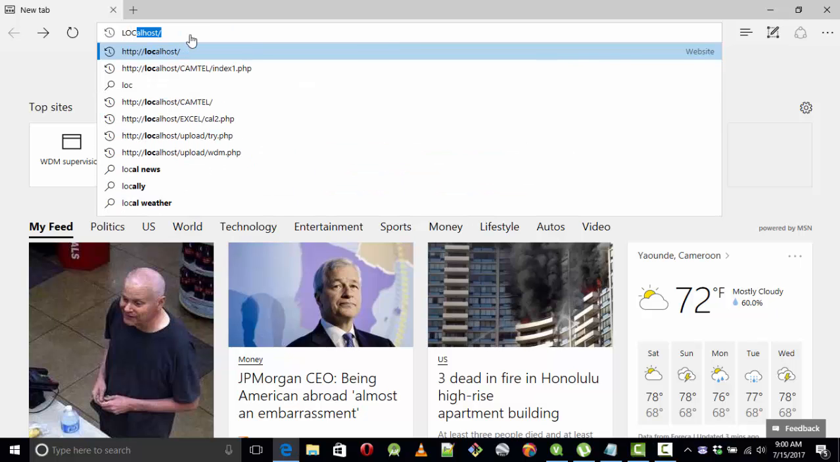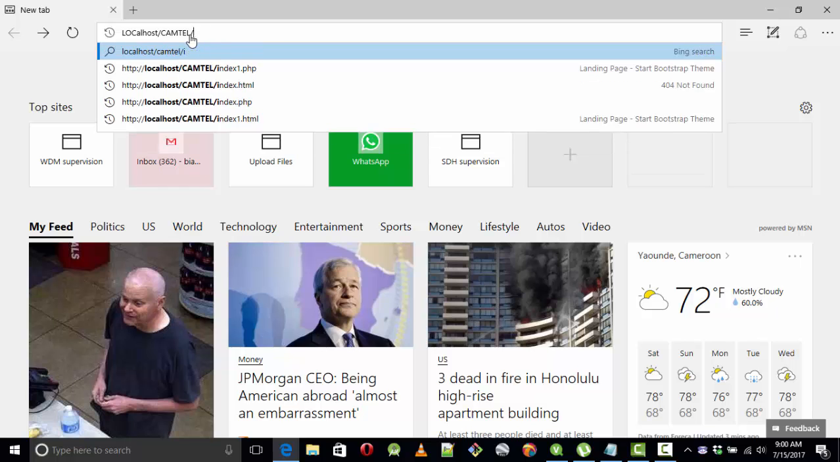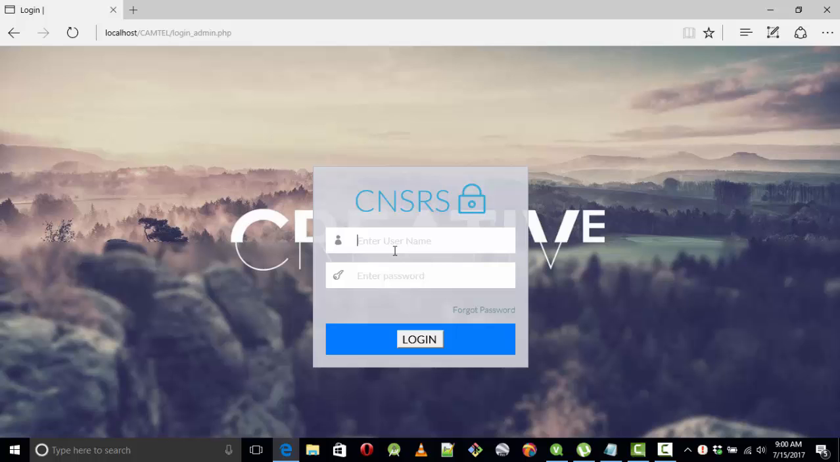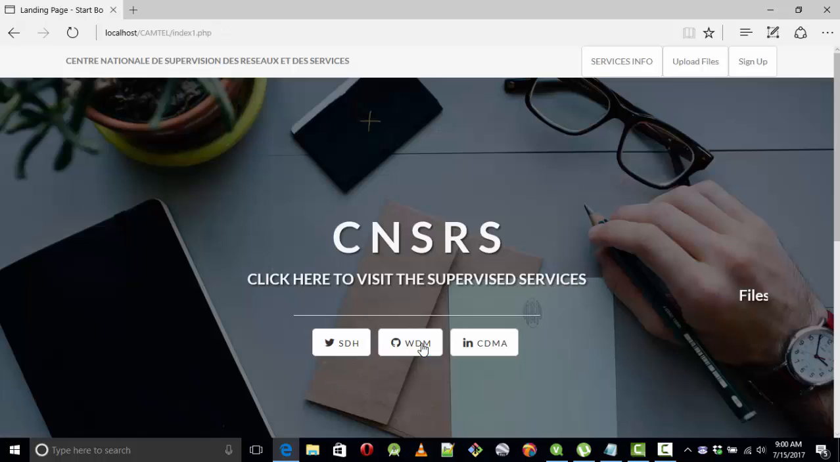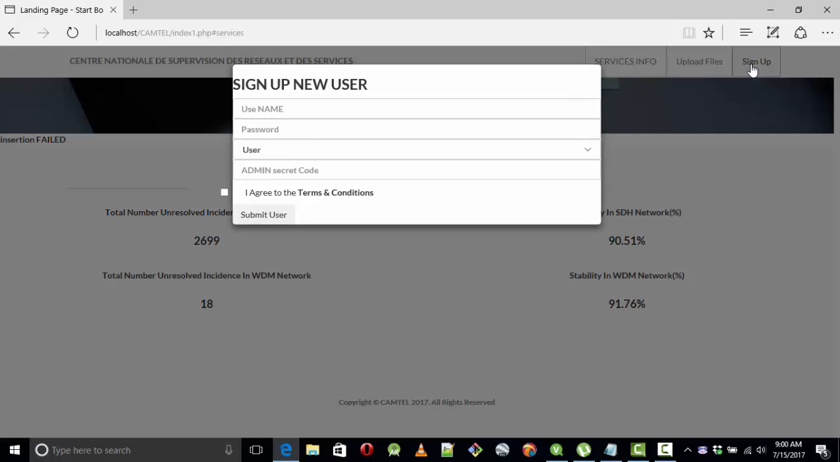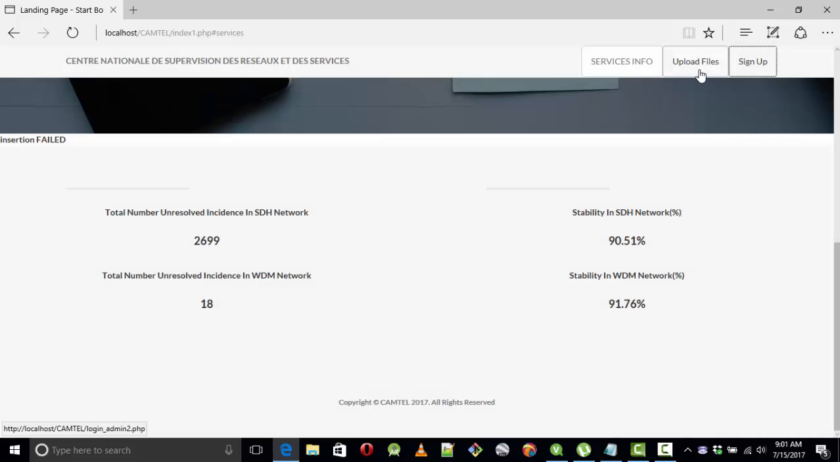You enter the URL of our application. Once it's been entered, you can see the login. Enter your username and your password. Now you can see services info. It just gives the stability of the system, be it SDH or WDM. That's for the network, the fiber optic network system.